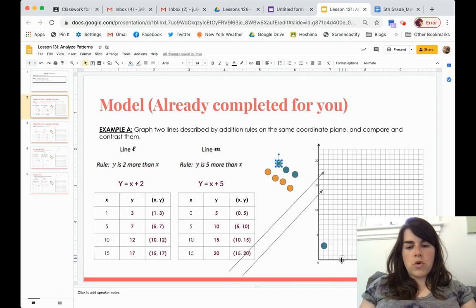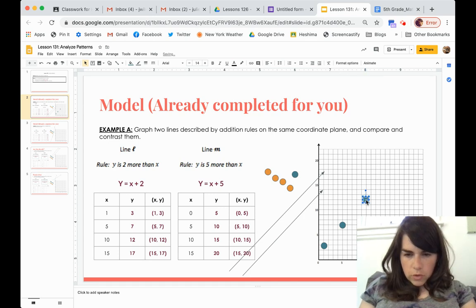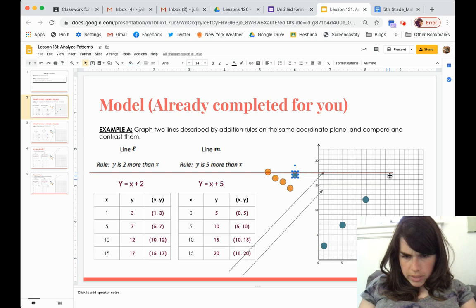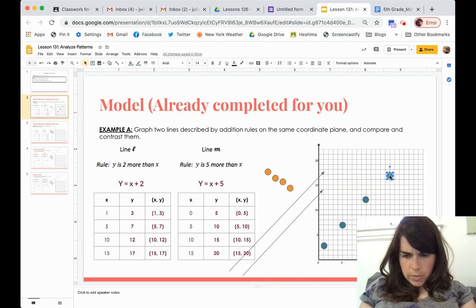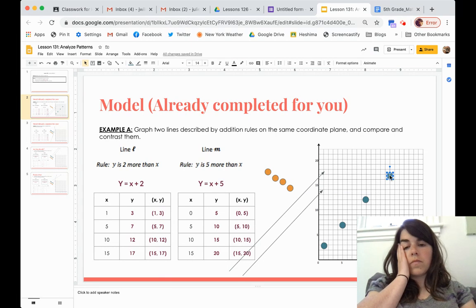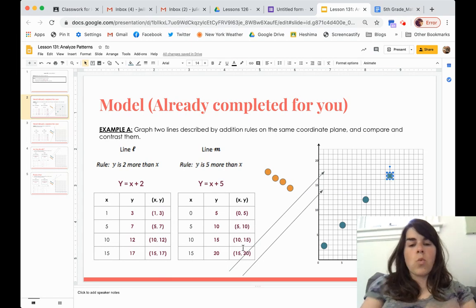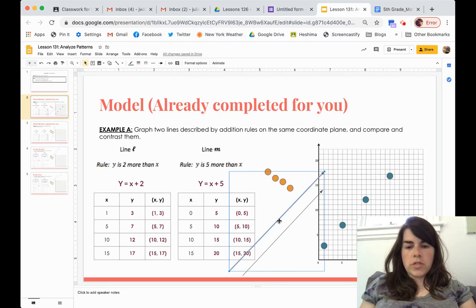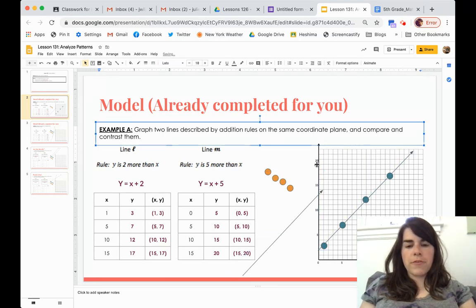Then we're going to do over 5, add 2. That makes the y coordinate 7. Over 10, up 12, and over 15, up 17. And I'm just making sure I put it at the right spot. And remember, you need to add 2 every time. So no matter what x is, y is always going to be 2 more than that. So I'm going to put the line through it. And there's my first line.